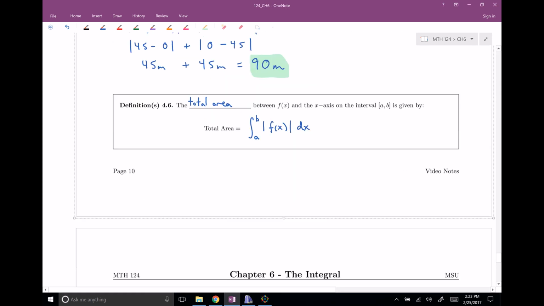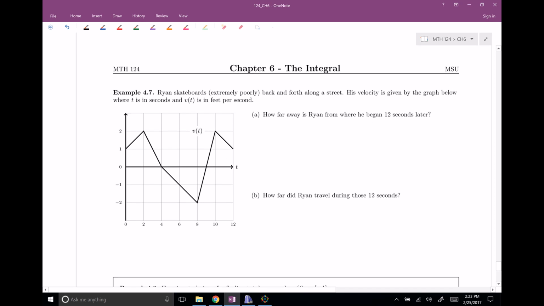Okay. In general, though, if we need to show our work, we need to use the fundamental theorem of calculus. It takes a little bit more, so I want to do a little more practice on finding total area here. So here's another example.